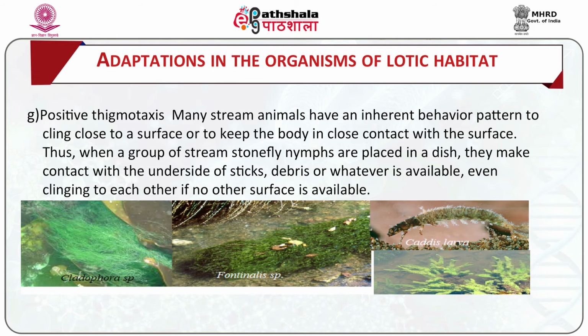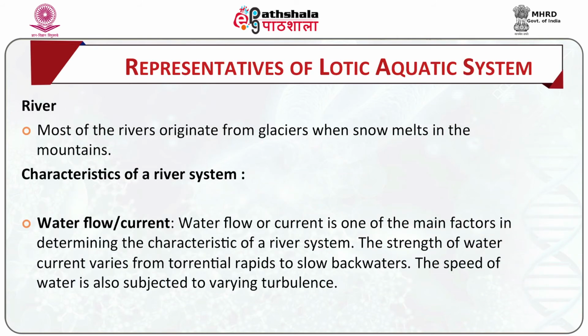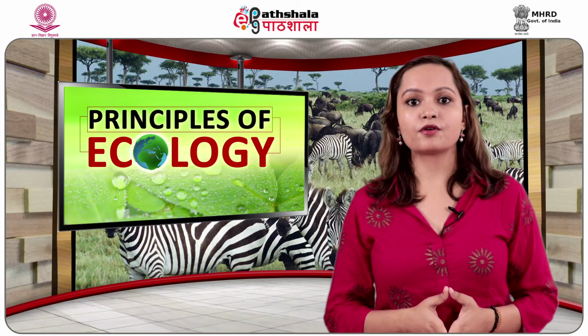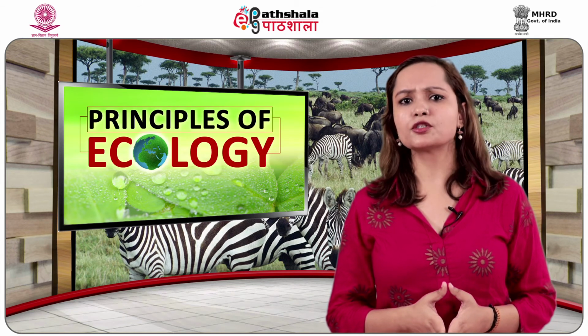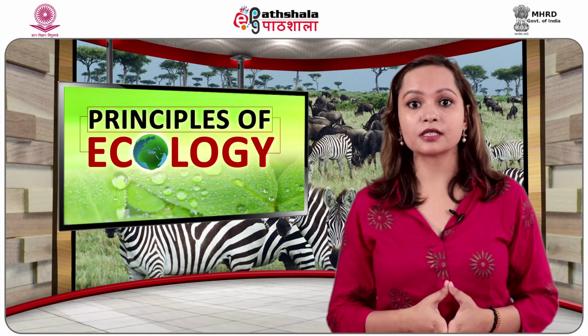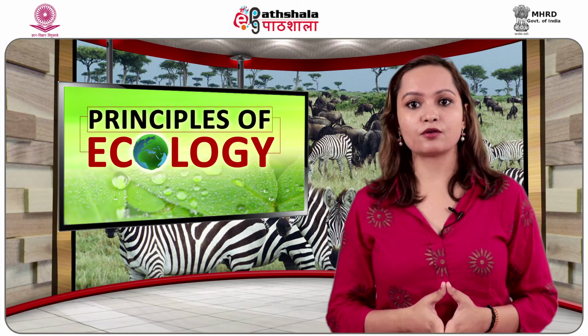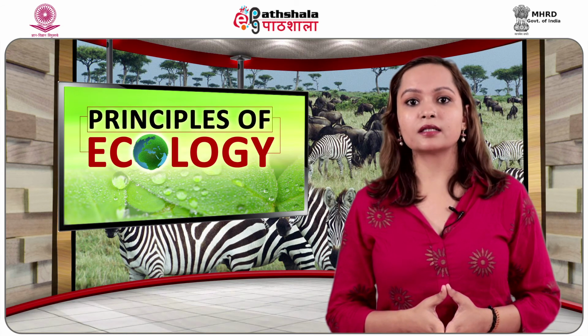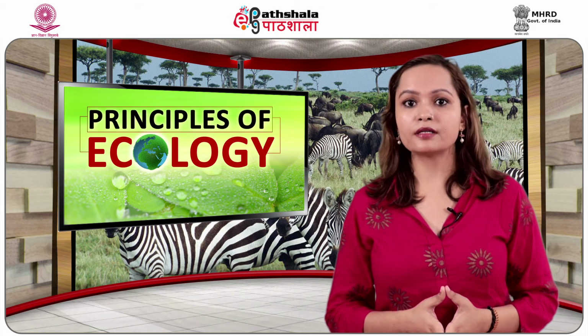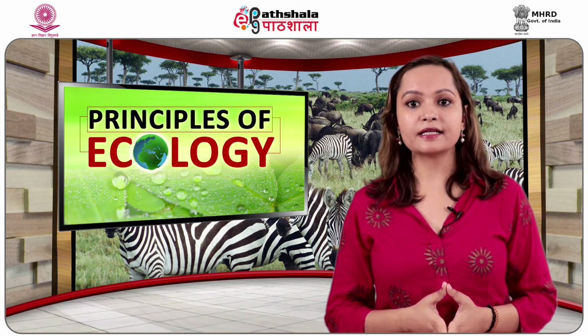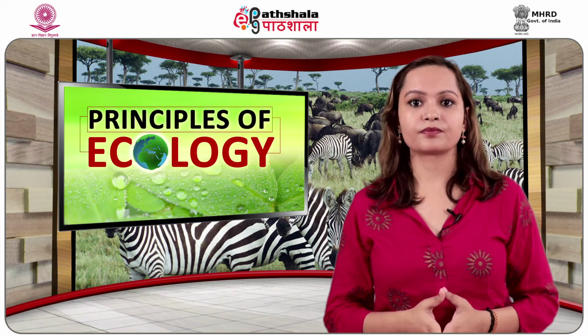Representatives of lotic aquatic systems: River. Most of the rivers originate from glaciers when snow melts in the mountains. Therefore, at the headwaters, the rivers are usually cold and full of oxygen. They run swiftly through shallow riverbeds. Along their path down the mountains, they become broader, warmer, slower, wider and lower in oxygen content.